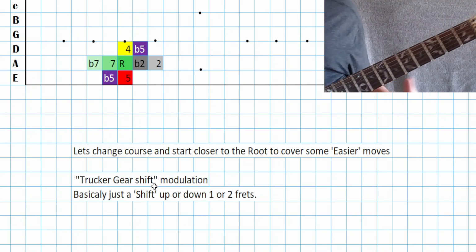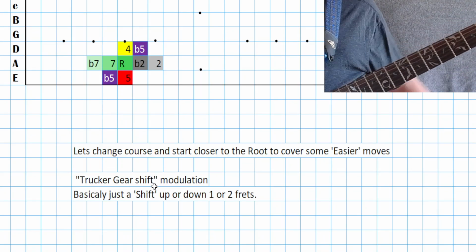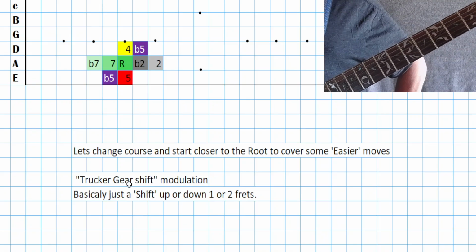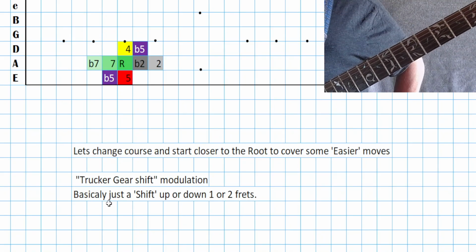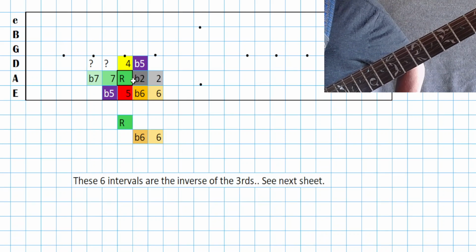A lot of times it's moving upward, like Livin' on a Prayer, and then at the end of the song it goes up. And Michael Jackson does that too. So basically you just shift up or down 1 or 2 frets. Let's move on. Boom. And so now what do we got here?